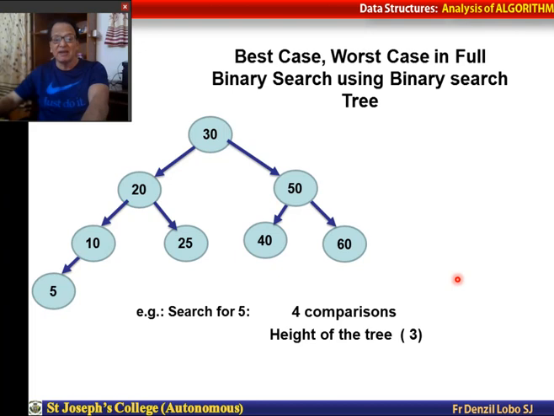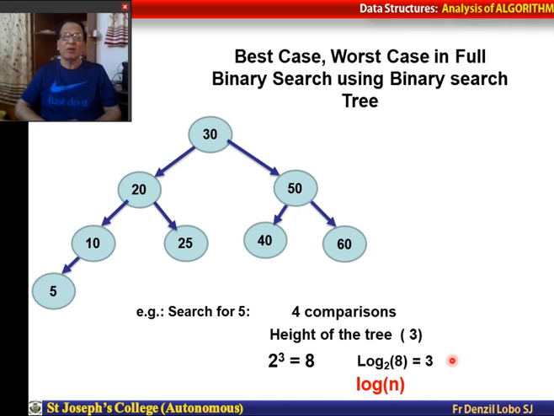So altogether there are 8 elements. Therefore, 2 to the power 3 is equal to 8. 8 elements are there. Therefore, log 2 of 8 is equal to 3. Therefore, it is going to be log n. So, in other words, the worst case in the case of binary search tree is going to be log n to the base 2.